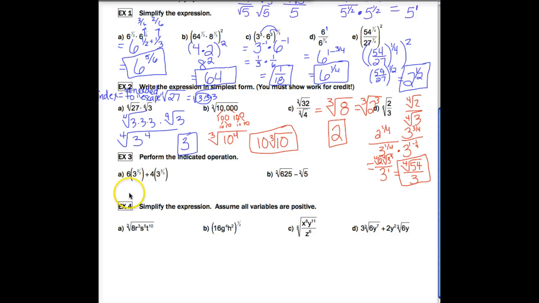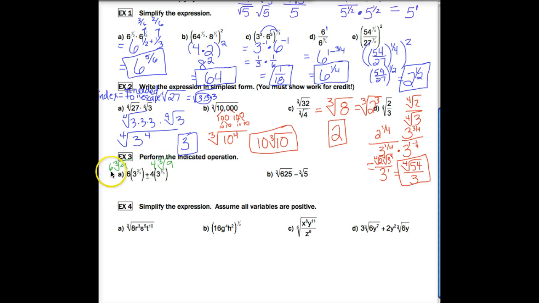All right, example 3 looks hard, but it's actually very, very easy because the operation here is addition. We can't multiply 6 by this 3 to the 2/3 because this one's a cube root of 9. You can't take 6 times the cube root of 9 because the cube root of 9 doesn't come out evenly. So there's nothing I can do with these individually. But if I look at them in fractional or in radical form, these are both cube roots of 9.